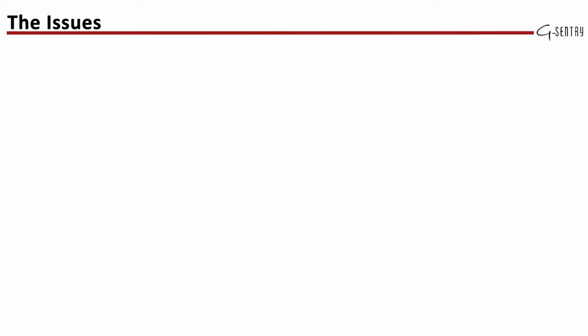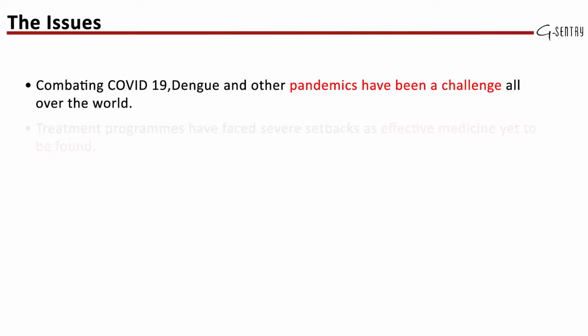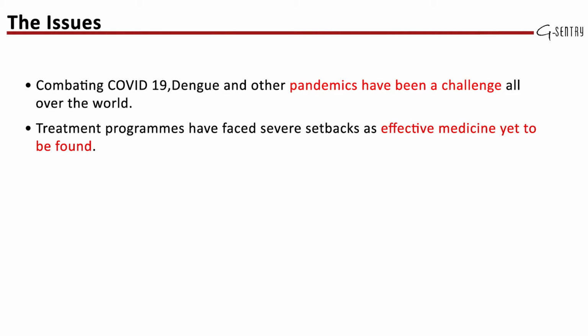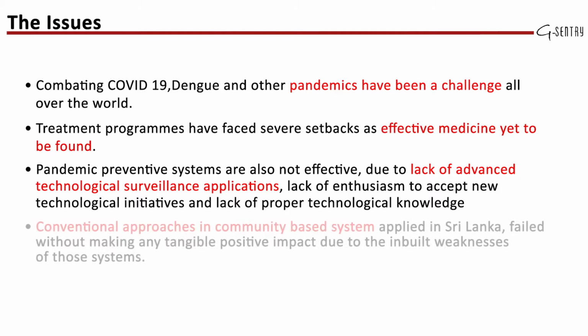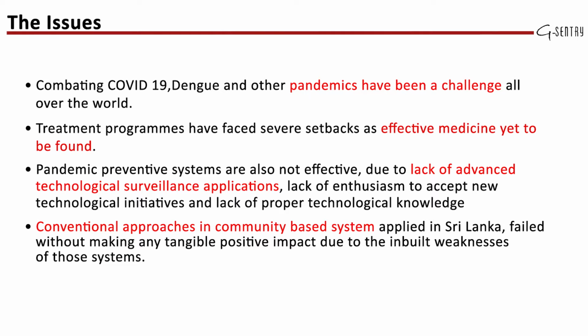Following are the issues we identified with our experience. Pandemics have been a challenge all over the world, and treatment programs have faced severe setbacks. Pandemic preventive systems are not effective due to a lack of advanced technological surveillance applications and enthusiasm to accept new technological initiatives. Community-based systems failed without making any tangible positive impact due to the inbuilt weaknesses of those systems.